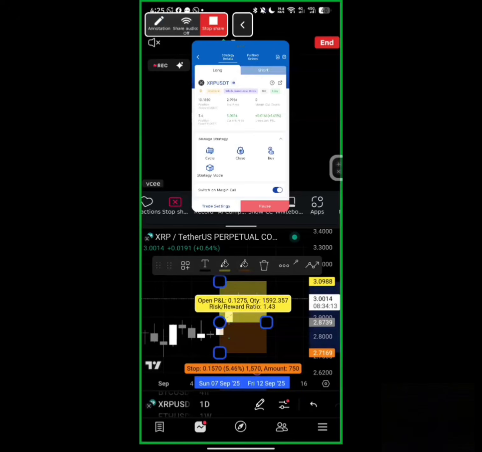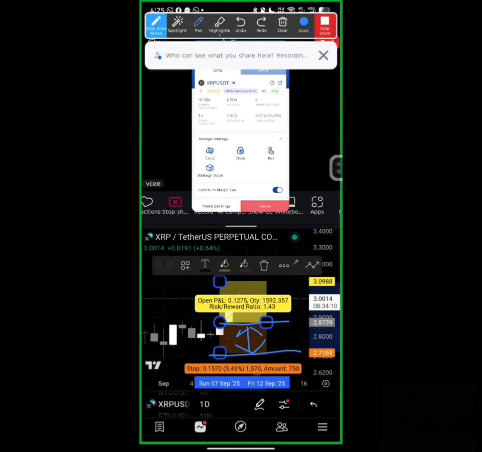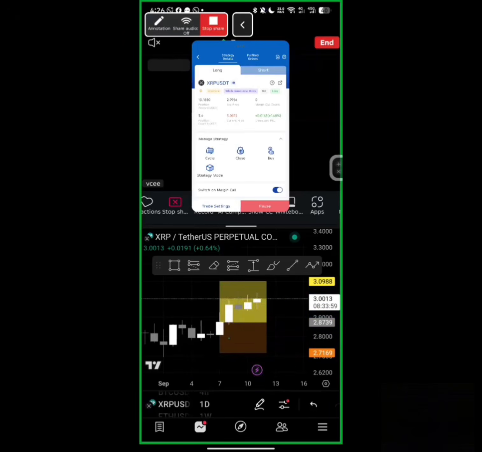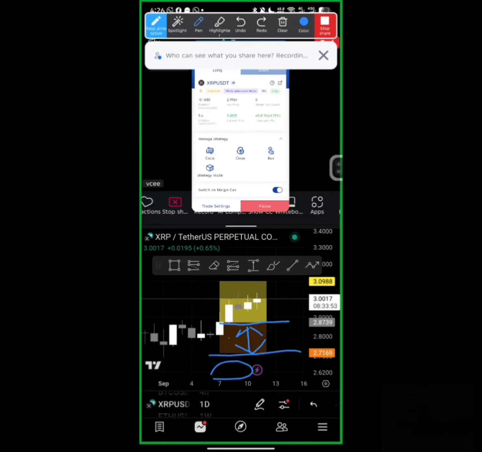You can see here, you see 5.4%. That is the distance. And then the distance from this entry point to the TP, the take profit here, which is this middle here, is 7.5% take profit. And the stop loss is 5.4%. So as you're entering a trade, you'll be able to see the stop loss and take profits.